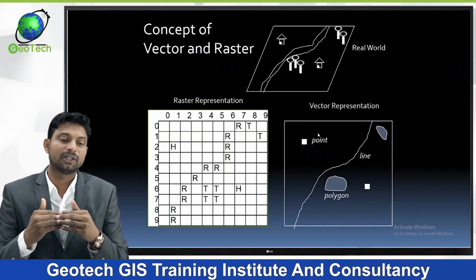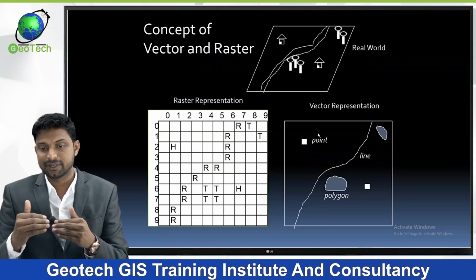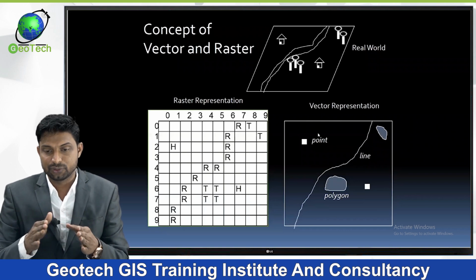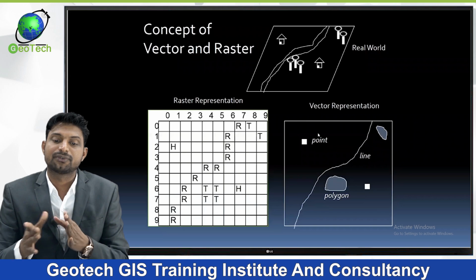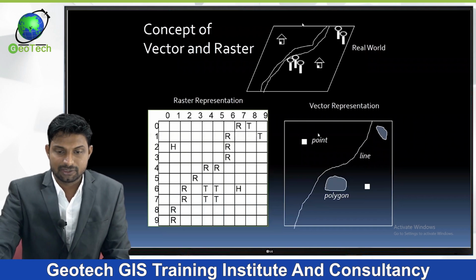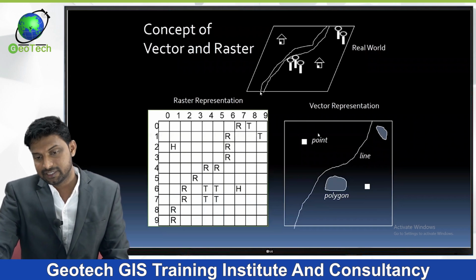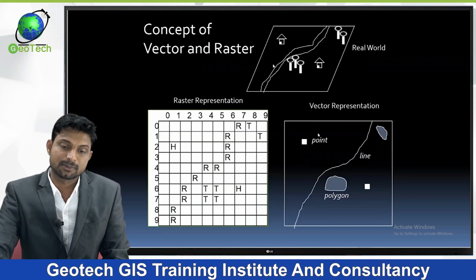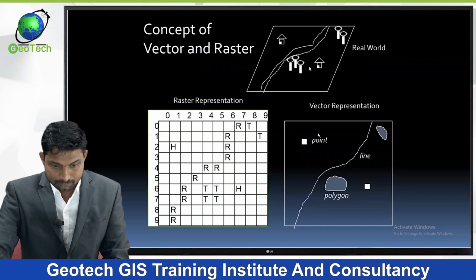So first important, raster and vector. So what is raster and what is vector, that I will show you by practical also. So first I would like to explain in the diagram here. Now you can see here, this is real world data. Okay, a river is flowing. Now this is a tree here and this is a home here.